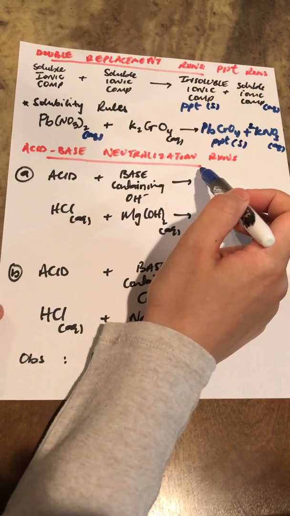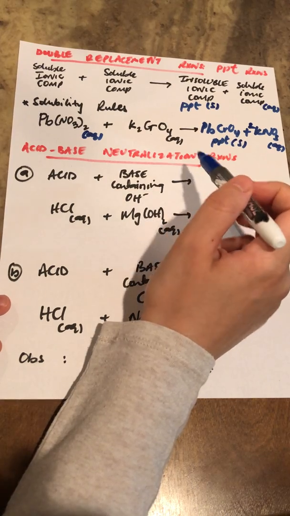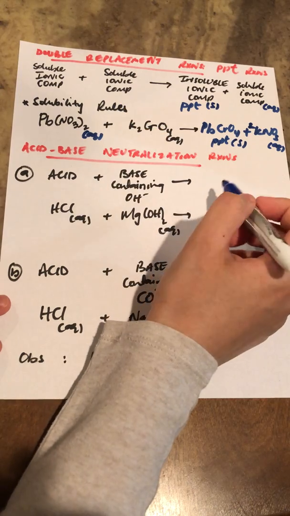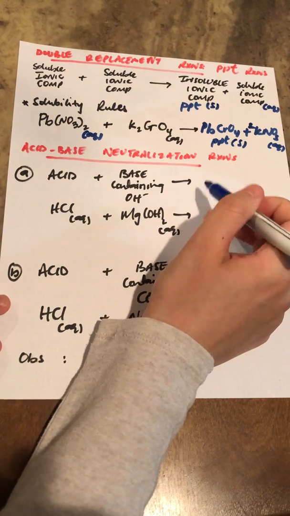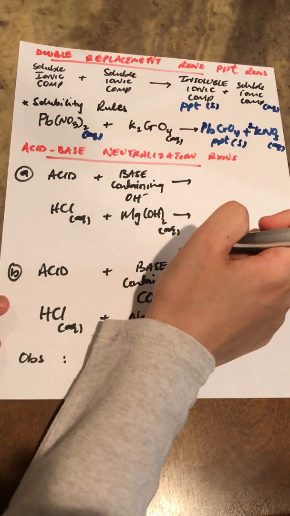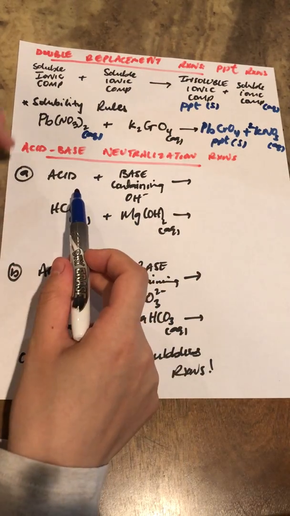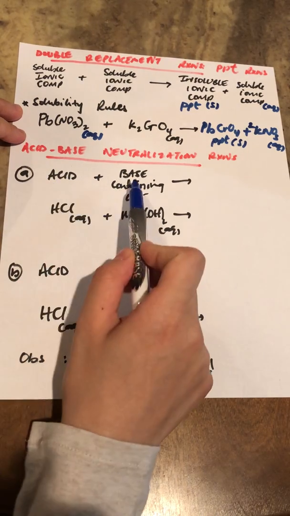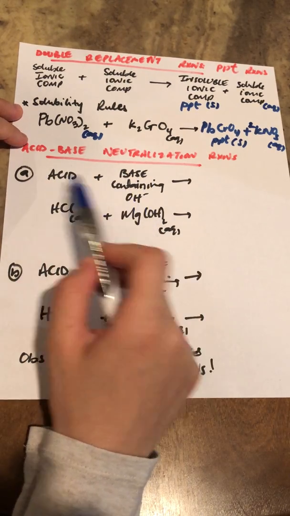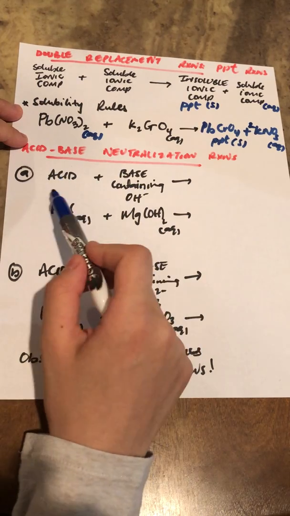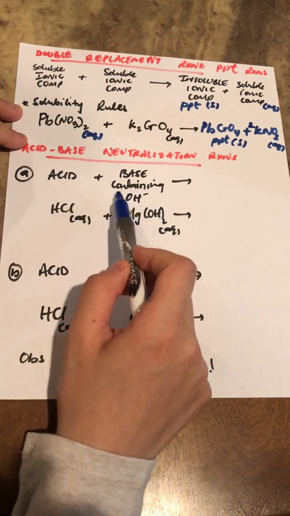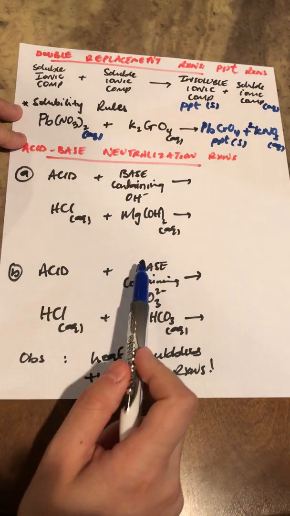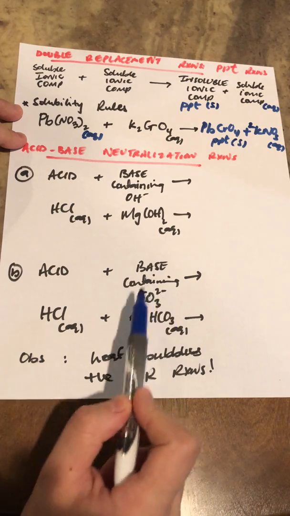As you'll see when you're doing your lab report, many of you are going to miss these reactions as being double replacement reactions because you are not able to actually see the products. And I'll talk about that in a little bit. There are two types of acid-base reactions. One type is when we have an acid reacting with a base containing the hydroxide ion, and the second type is an acid reacting with a base containing the carbonate ion.